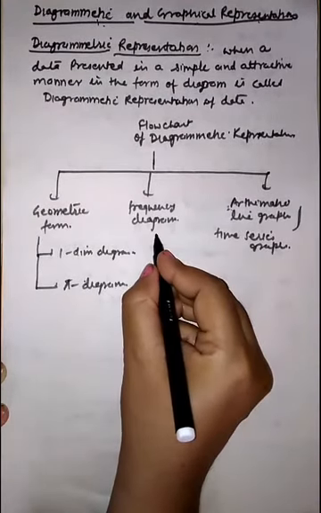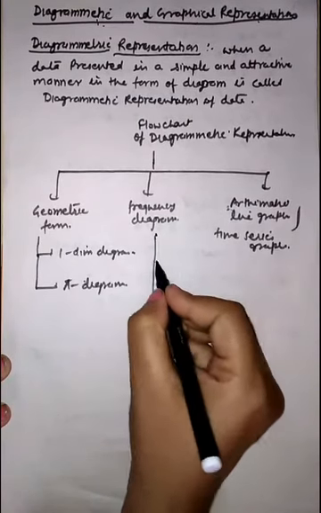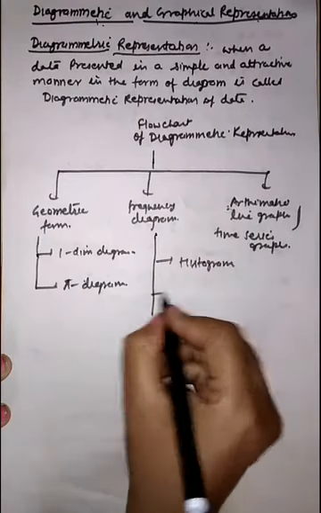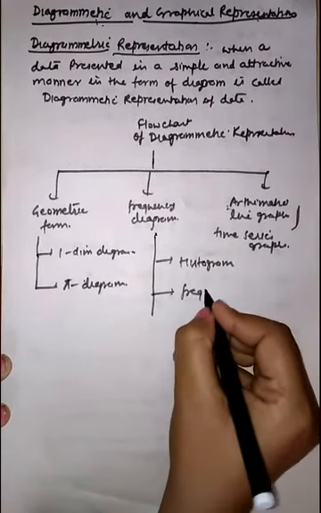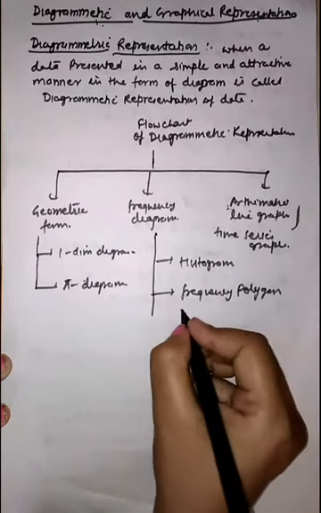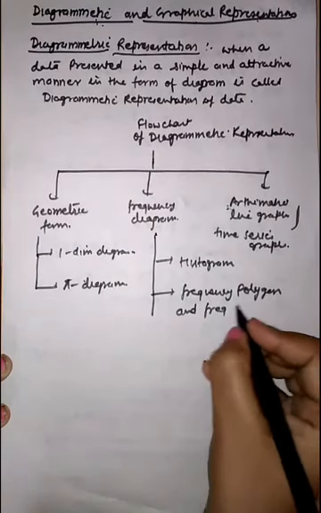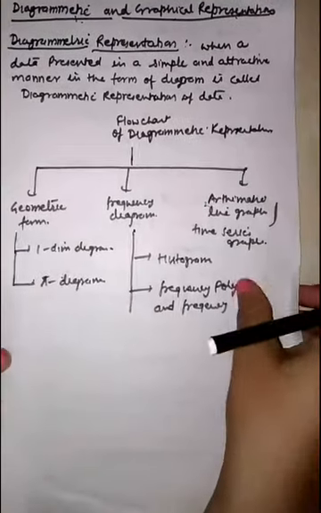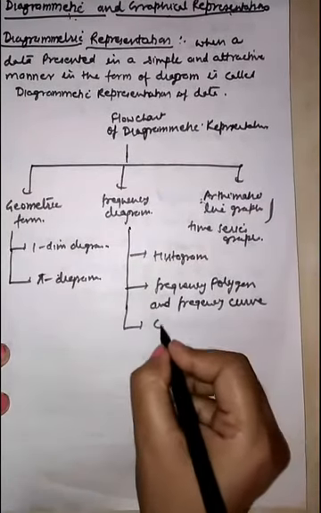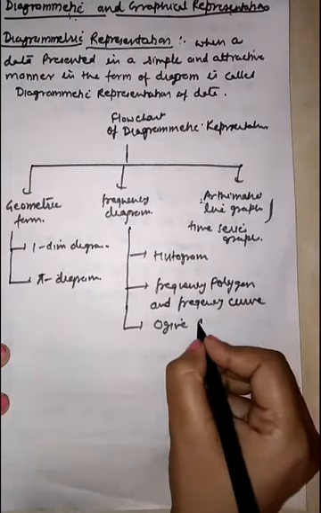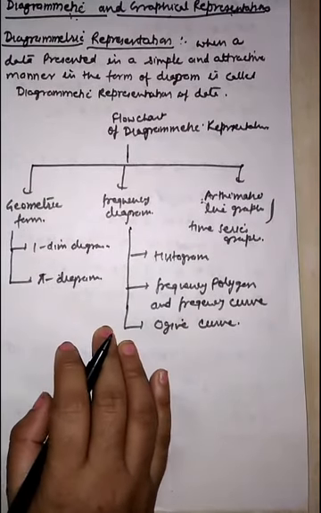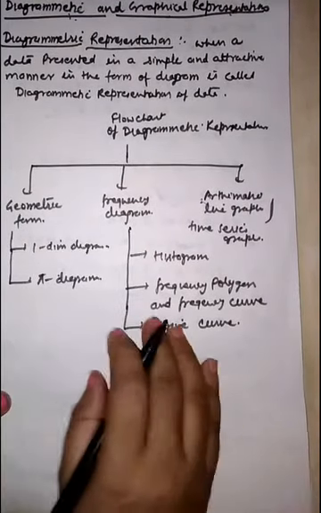And frequency diagrams are of three types. First is the histogram, second is the frequency polygon and frequency curve, and third is the ogive curve. Right, friends? So these are the most important in the flowchart.